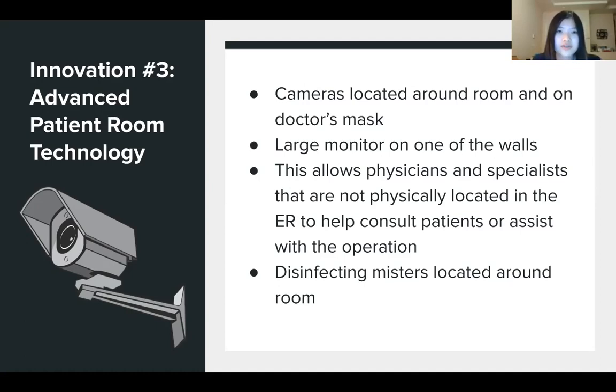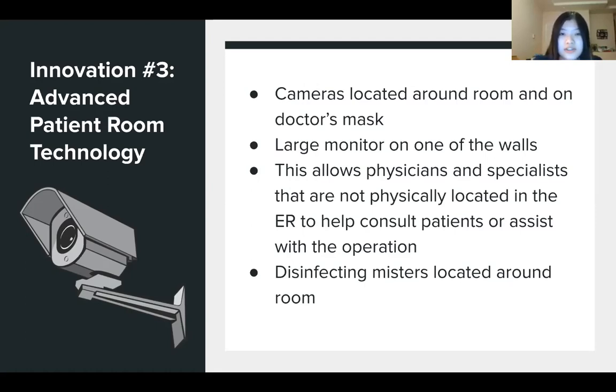In addition to the virtual consultation and evaluation system, there will be disinfecting misters located throughout each room, including the trauma and critical care rooms. And a button can be located outside of the door that the nurse will push once the patient in the room is done receiving care. And this button will activate the misters that have disinfecting solution, spraying it throughout the room.